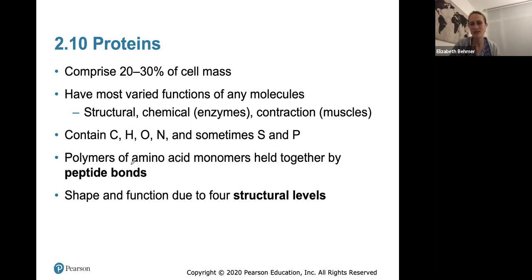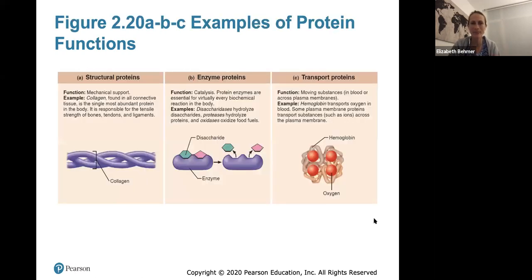What makes up proteins are polymers of amino acids. So amino acids are the building blocks of proteins, and they're held together by peptide bonds. The shape and function of protein is due to all of their structural levels, which we'll go through.